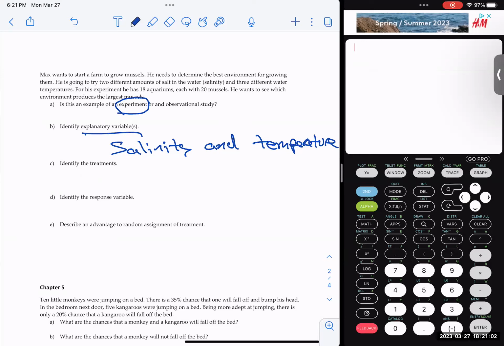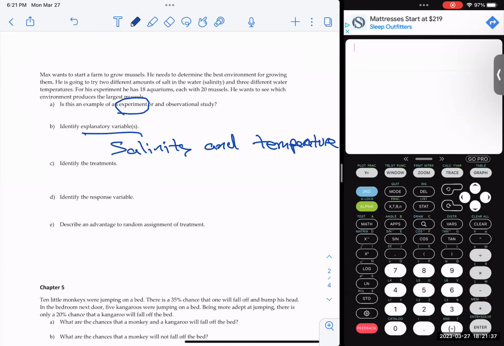Hey, Zoom, does anyone want to guess how many treatments there are? Six. Fantastic. Who was that? Andrew. Wonderful. Good job. So Andrew's right. There are six. And he may know what that is because there are two levels for salinity and three levels for temperature. Now, it didn't tell us what those are.